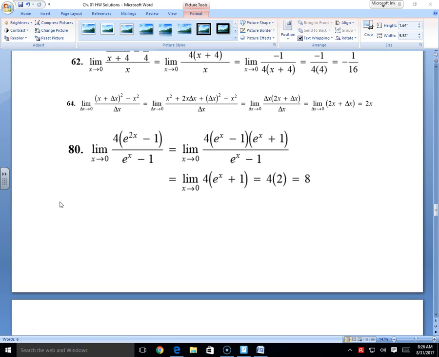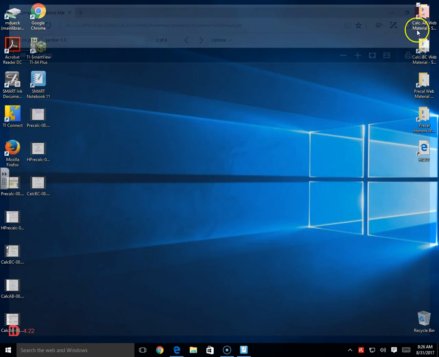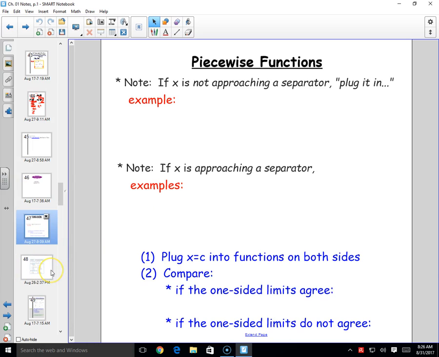Let's go ahead and get to section 1.4. Continuity. Oh, shoot. Saving, exiting, getting into notes. Oh no, we never looked at the piecewise function stuff.